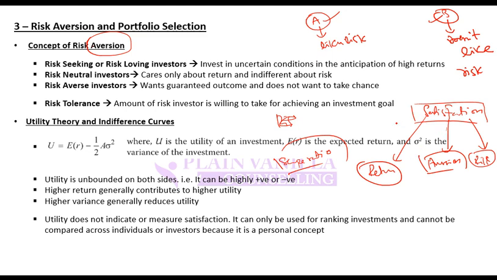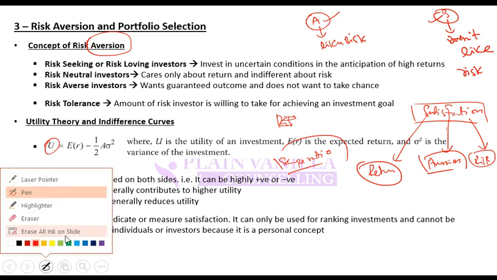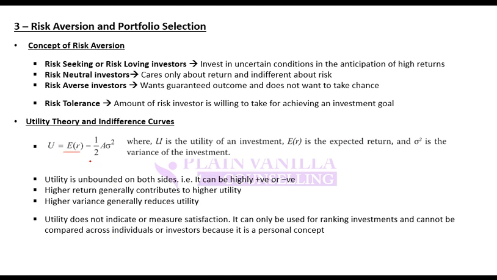And when we say satisfaction, another name for satisfaction is utility. So how do you calculate utility? The formula for utility is expected return minus half into aversion coefficient into variance. Remember this formula, this is important. This is how you measure the utility, which means that any investor would want to always maximize utility, or any investor should invest into the assets which maximize utility for that particular investor.